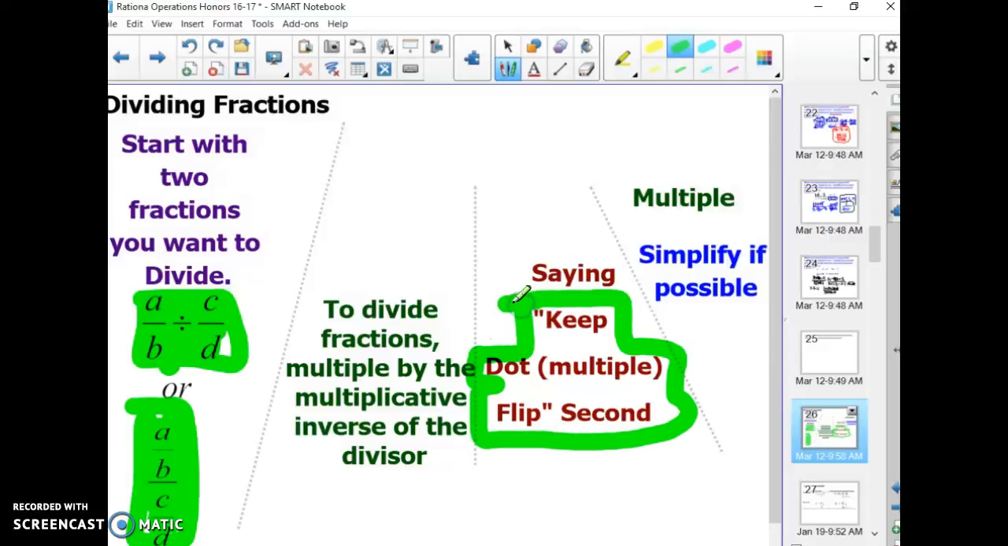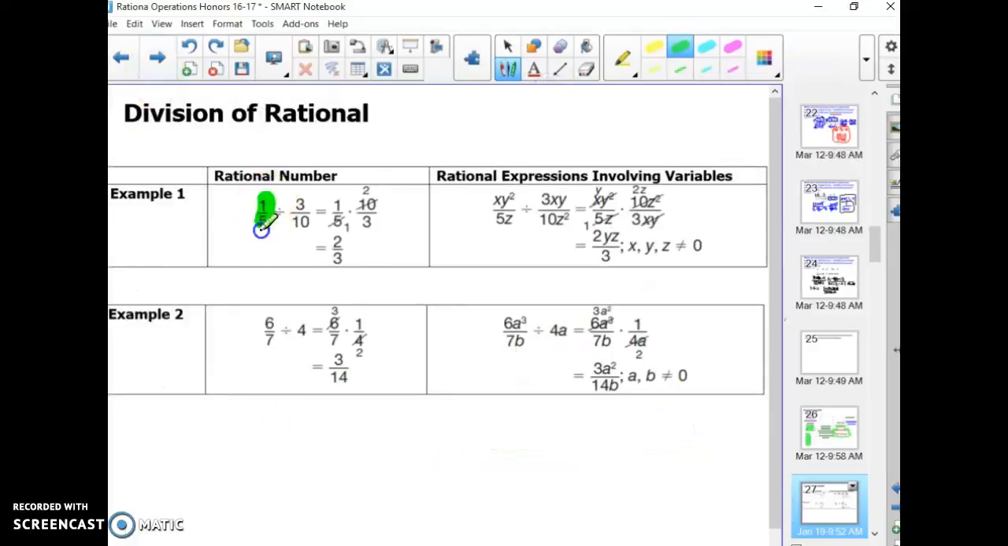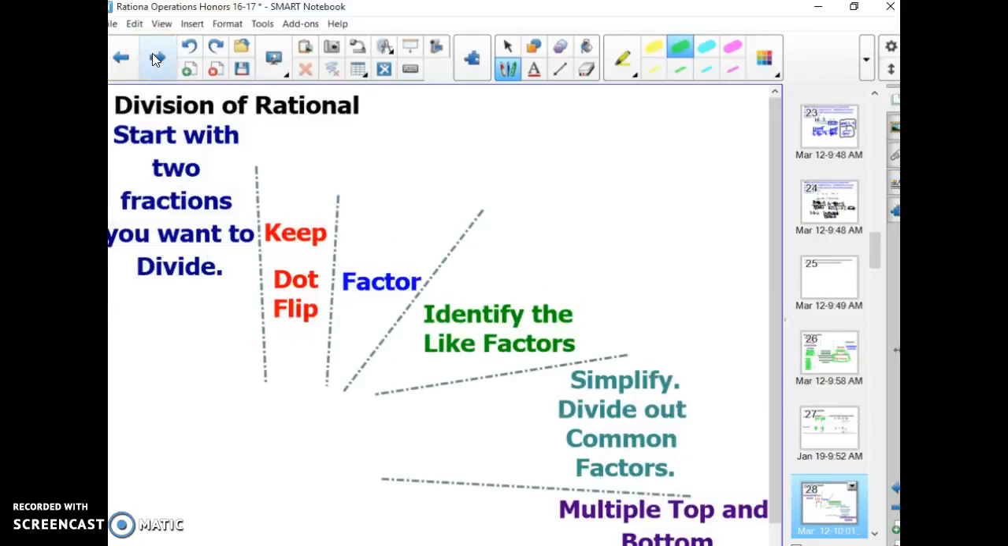closely related, they're inverses. So with a fraction, we keep our first fraction, we dot, right, to mean that we're multiplying, and then we're going to flip our second fraction. So the numerator goes to the bottom of the fraction and the denominator will go to the top of the fraction. So here's some examples. They kept the first term, they dotted, right, because we have division, they dotted, and then they flipped the second one, right? So keep, dot, flip.